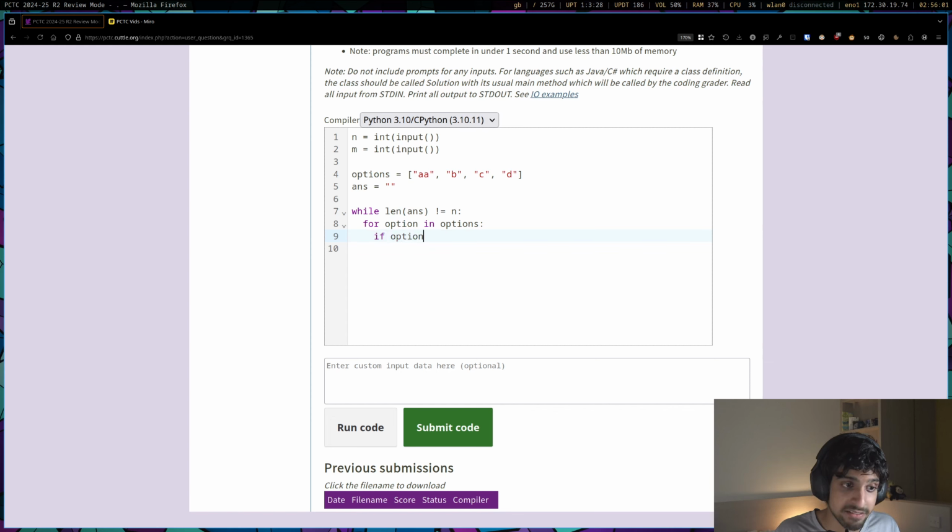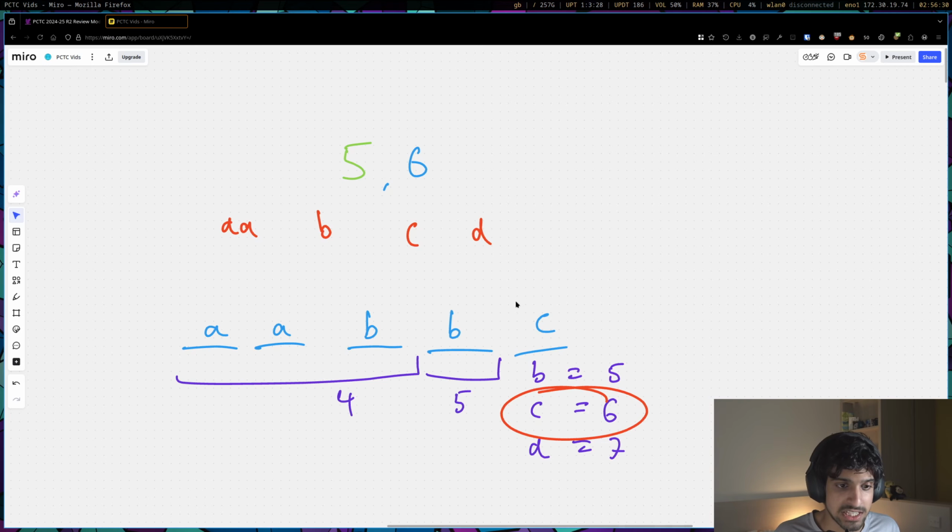Let's say if len of option plus the length of the answer that we currently have so far is bigger than n, then let's just not consider this option. Let's just continue this outer for loop. We don't want to consider this option. Okay, let's just make sure that's correct. Yeah, that's correct. So that basically solves that edge case.